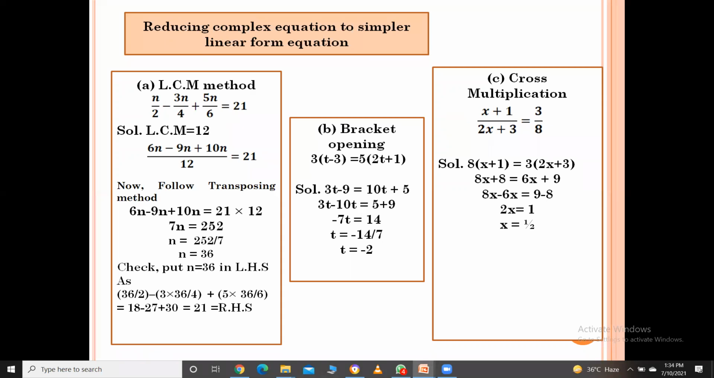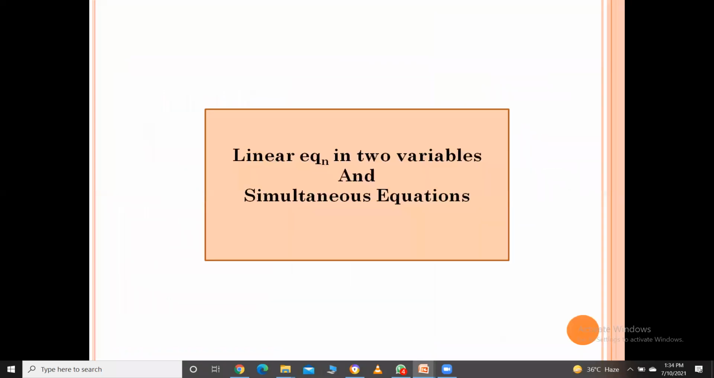In the cross multiplication method, we cross multiply the equations as 8 multiplied by (x + 1), 3 multiplied by (2x + 3), then calculate the value of x.